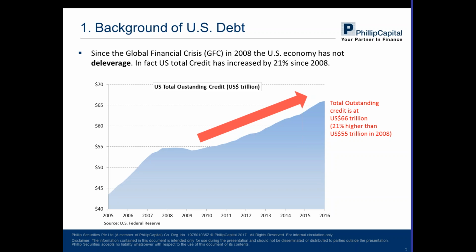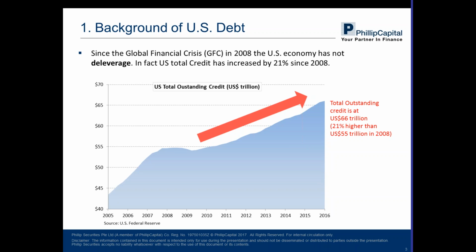And you can see since 2008, the US outstanding credit has actually increased by about 21% to $66 trillion as of today. What we were expecting to see after the global financial crisis was actually a deleveraging of the US economy. Not only did it not deleverage, in fact, it has picked up on this consumption of credit. So today we see the US as a whole has a larger outstanding credit than anywhere else in the world, and compared to the historical past, they are at an all-time high.